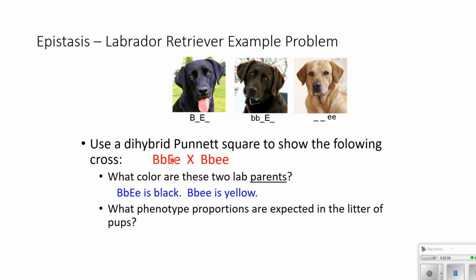So this is your dihybrid cross. Go ahead and show me the cross between these two parents. See if you can figure out what proportion of the puppies are expected to be black, chocolate, and yellow. Pause the video, work it out, and then you can unpause and check your answer.